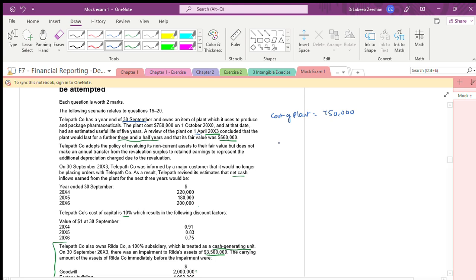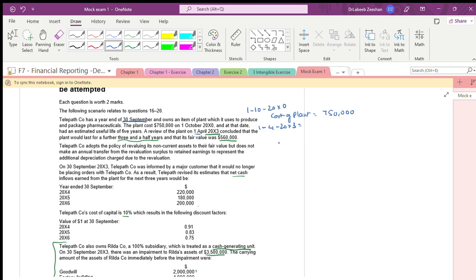The year owns an item, I will produce a pair. The plant cost on 1st October, as on that date. The estimated life is 5 years. A review of the plant on 1st April. Okay, concluded. The cost of the plant is on 1st October 2000. Next, 1st of April, is it right? 2003. October 2000, October 2001, October 2002.